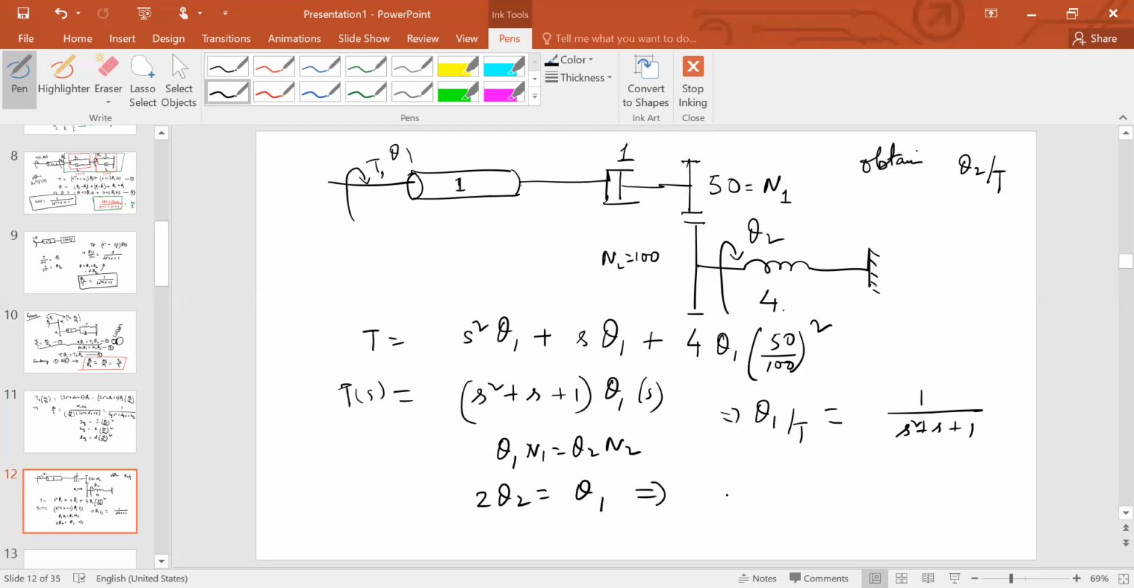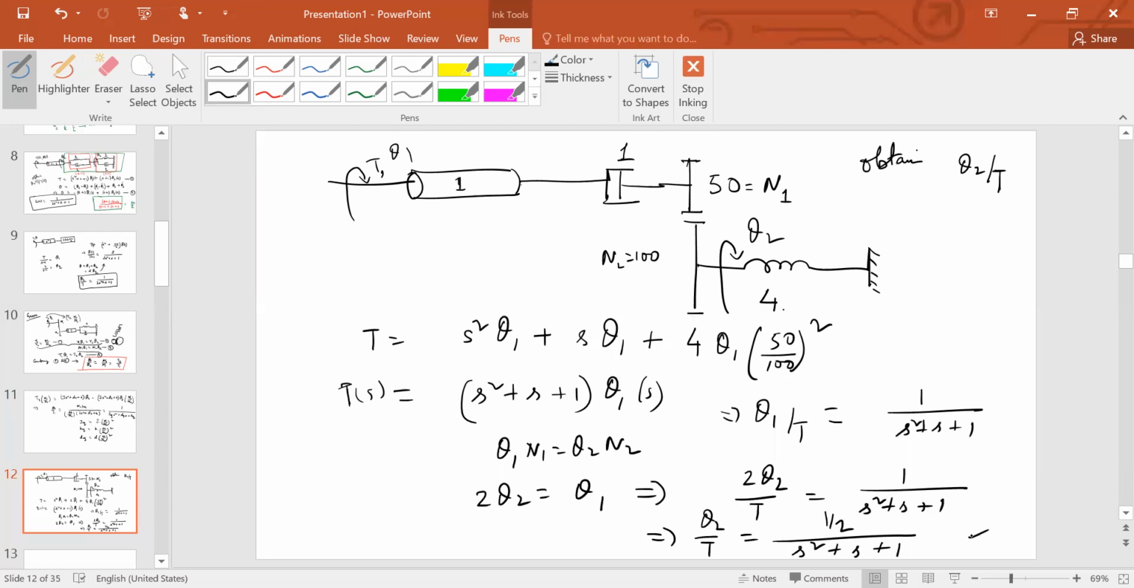This implies that you can write this as 2 theta 2 upon T is equal to 1 over s squared plus s plus 1, which would then lead you to conclude that theta 2 over T, this transfer function, is given by half upon s squared plus s plus 1. All right. So that is the solution that you're looking for. So this is another example of a rotational system with gears.